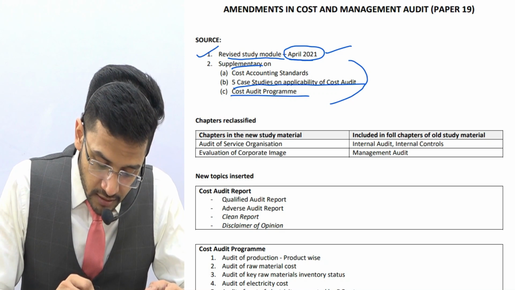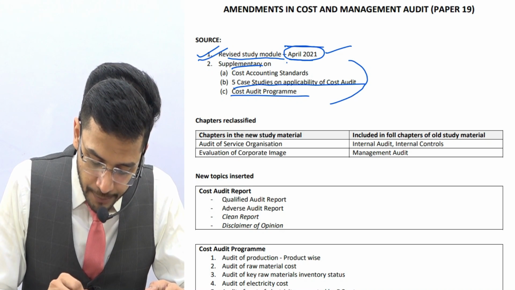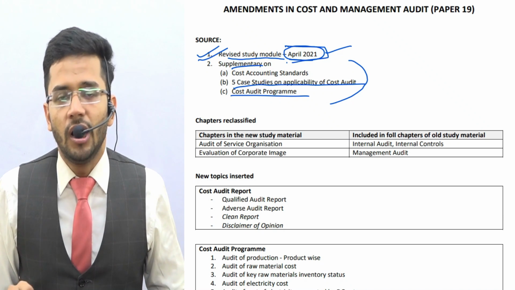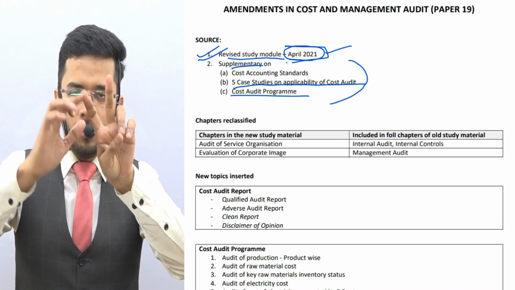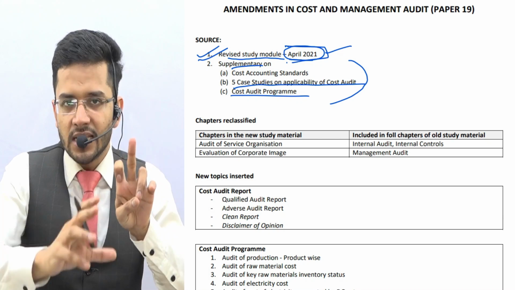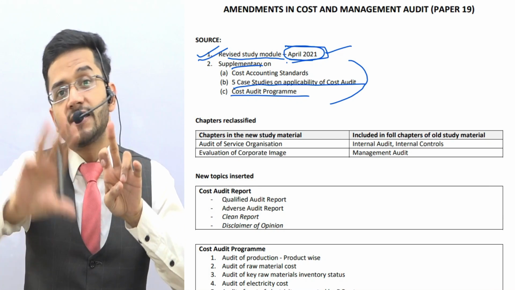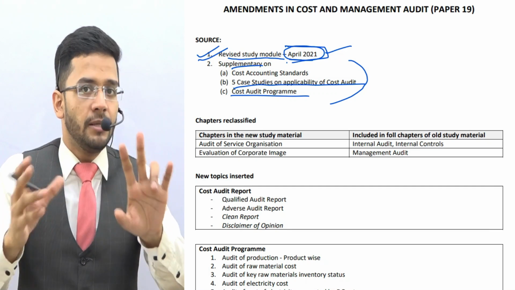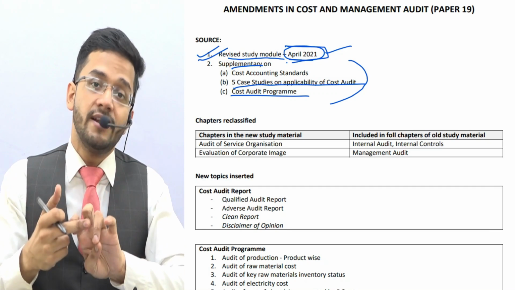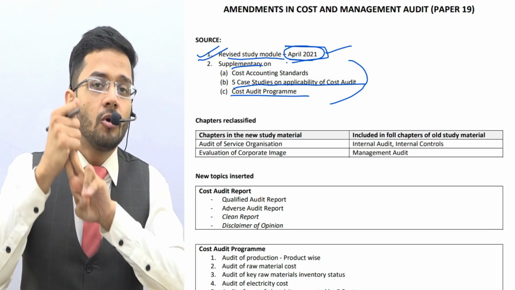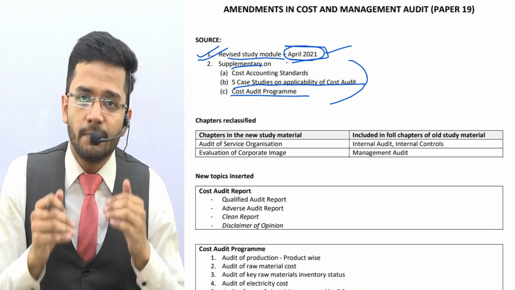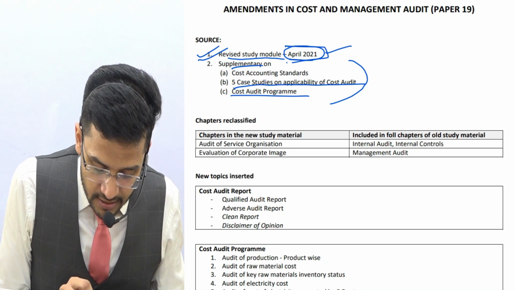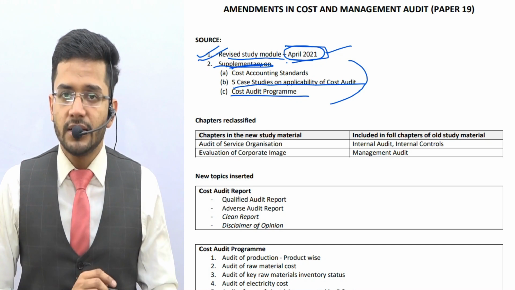Now let me tell you, the revised study material of April 21 contains certain additional study materials which are from 2 sources. Number 1, they are the existing portions or existing topics of some other chapter which have been culled out and made as a separate study material, or they are new entrants. Both of these contents will be discussed by me in the later part of this video. Secondly, there are 3 supplementaries which have been issued.